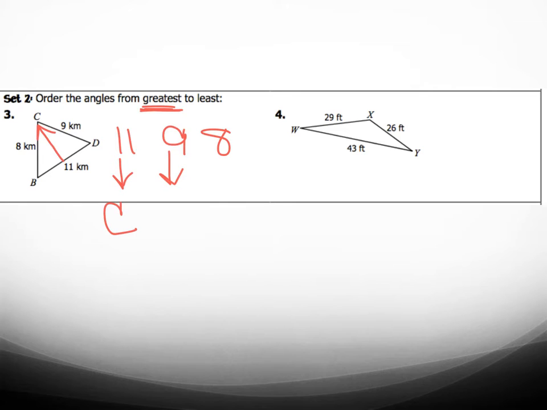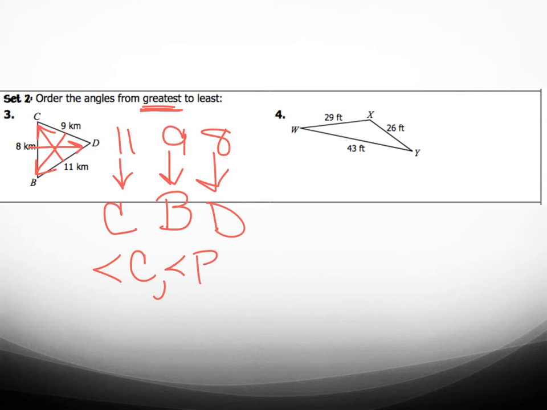Let's go to 9 and go across, and that would be B. Let's go to 8 and go across, and that would be D. So when we get ready to list our angles in order from greatest to least, we would have angle C is the biggest, angle B is next, and then angle D.